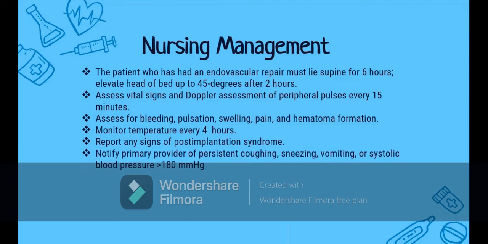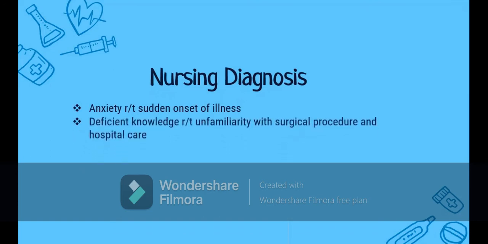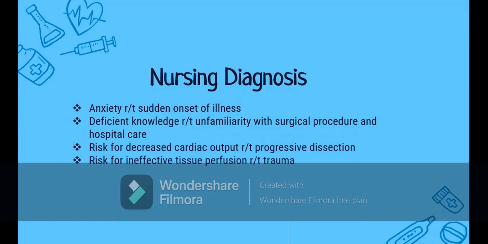Notify the primary provider of persistent coughing, sneezing, vomiting, or systolic blood pressure greater than 180 millimeters mercury. Encourage the patient to drink fluids and monitor pulmonary, cardiovascular, renal, and neurologic status. Nursing diagnosis for aneurysm: anxiety related to sudden onset of illness, deficient knowledge related to unfamiliarity with surgical procedure and hospital care, risk for decreased cardiac output related to progressive dissection, and risk for ineffective tissue perfusion related to trauma.